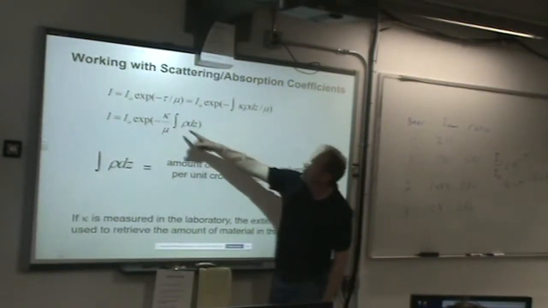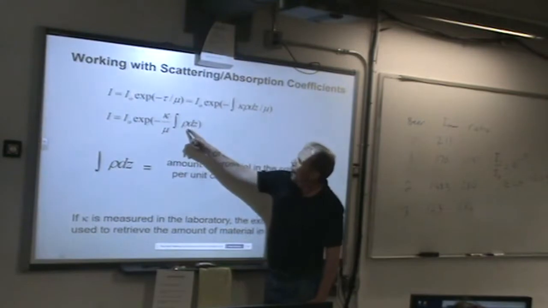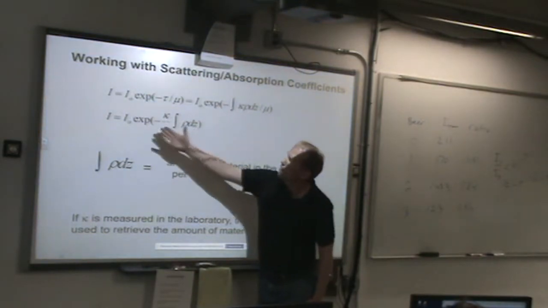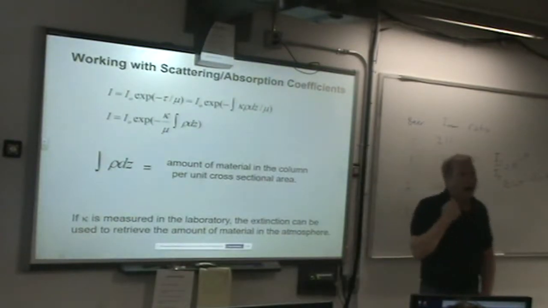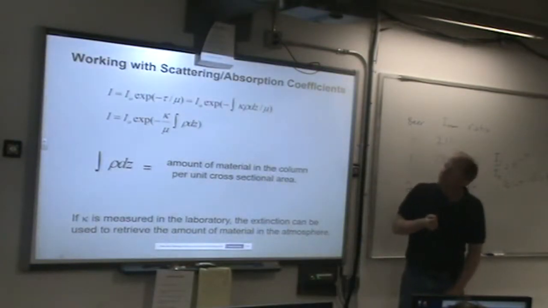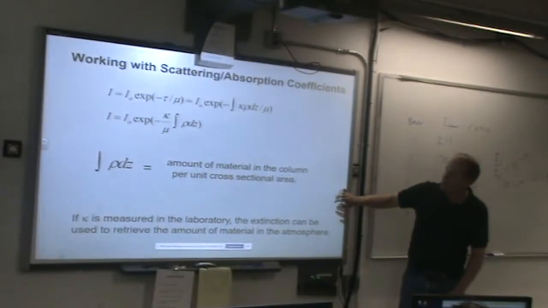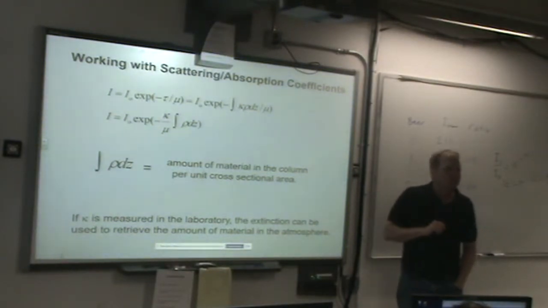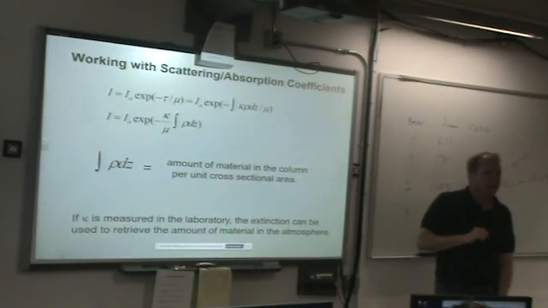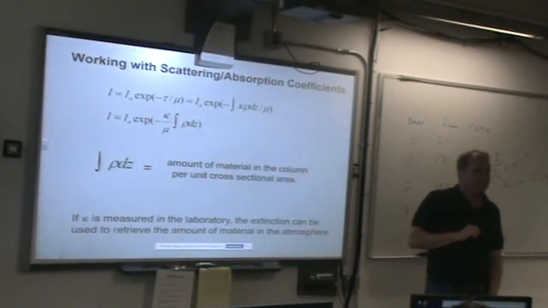So if you've measured this in the laboratory, and maybe you're trying to find that, then the changes in light will tell you how much material you have. So let's go ahead and try this. Is there a correlation between how much material you have and the layers of it? Yeah. That's why it is.